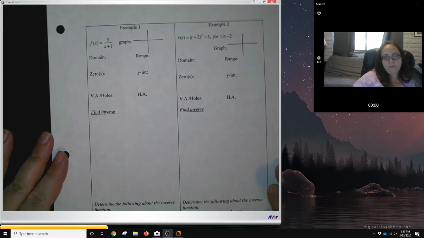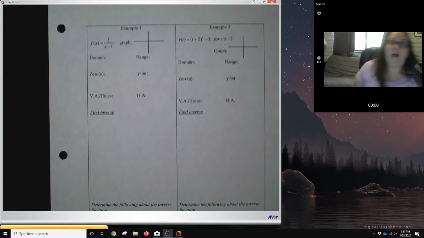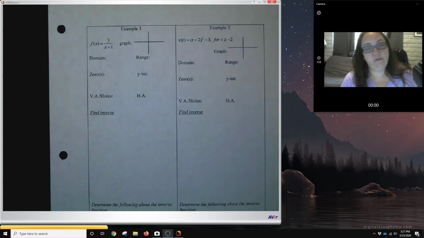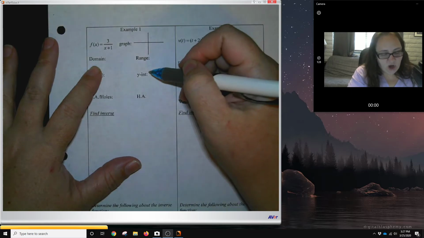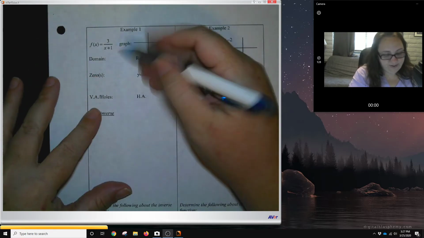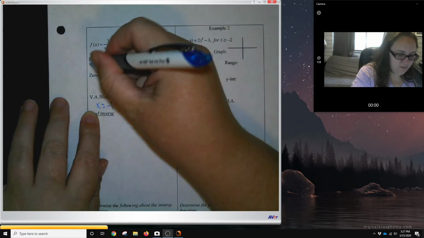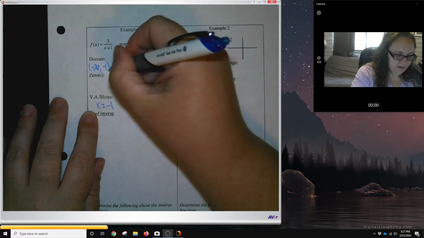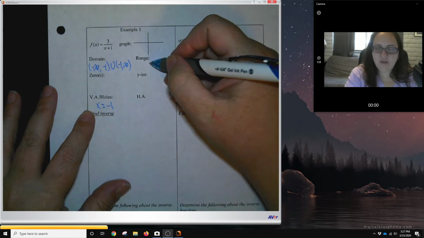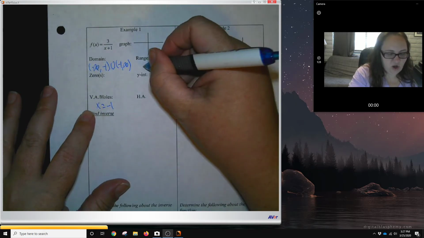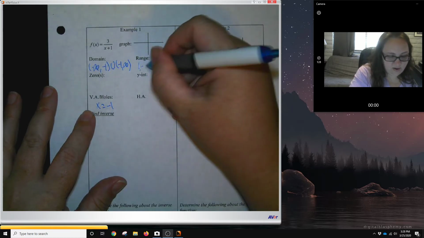We looked at this function together a couple of times when we were talking about rationals on the very last night that we were all together. The domain of this rational would be all real numbers except the place where the denominator equals 0. That's going to be my vertical asymptote. We didn't really talk about range of rationals. I will tell you that the range of this one is all real numbers except 0 because it's got a horizontal asymptote of 0.